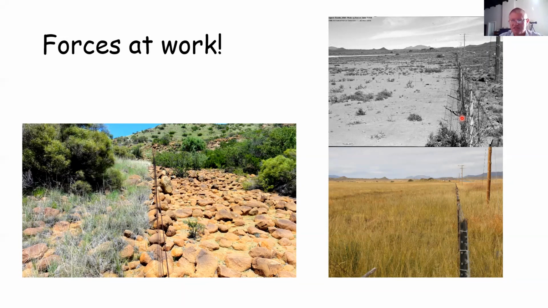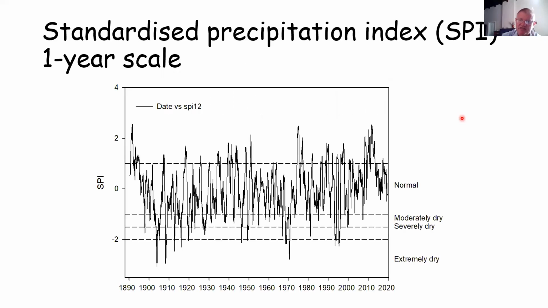So let's first of all take a look at rainfall. What has been the effect of rainfall in this environment? Hopefully showing on your screen is a graph, or it will shortly, and it shows the standardized precipitation index, or SPI, which is currently my favorite way of looking at rainfall. I find it a very informative way.